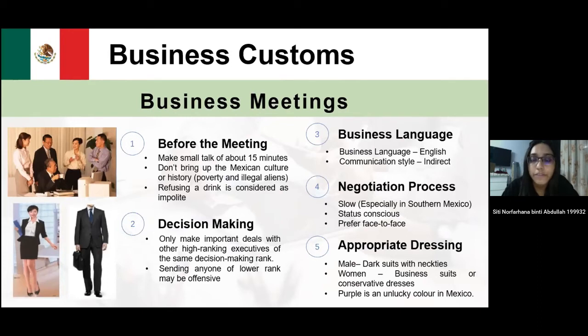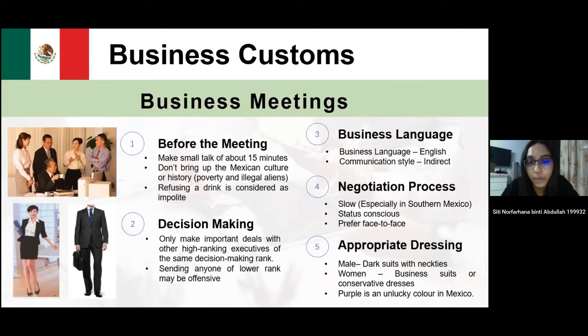Moving on to the next slide, I will talk about business meetings. First and foremost, before the meeting, Mexican people really like to make small talk for about 50 minutes. In the talk, they will not bring up Mexican culture or history in order to avoid topics like poverty and illegal aliens. Refusing a drink can be considered impolite. As for decision making, they will only make important deals with higher-ranking executives or those of the same decision-making rank. They will never send anyone of lower rank because this may seem offensive.